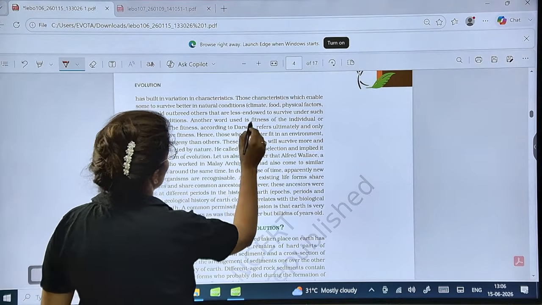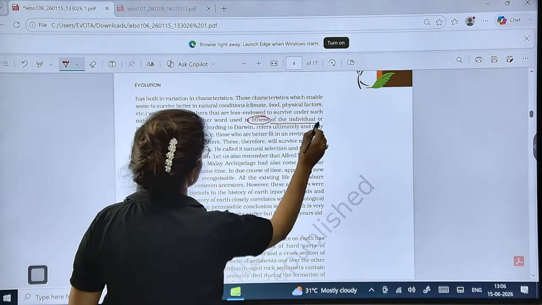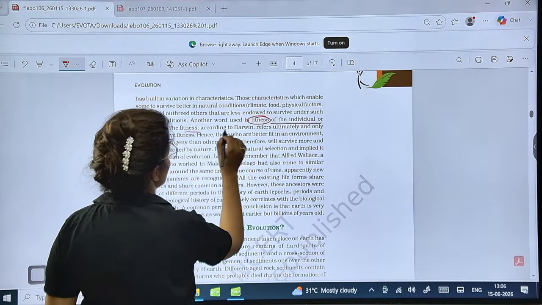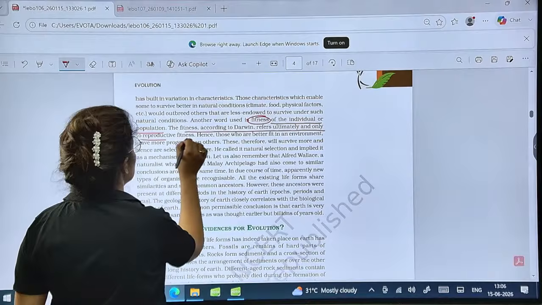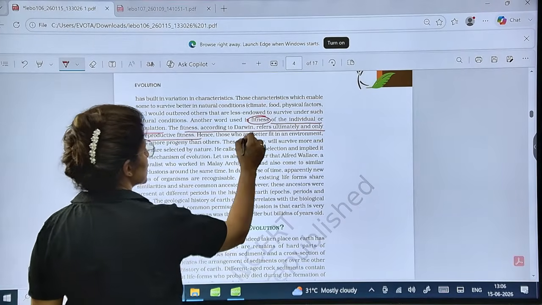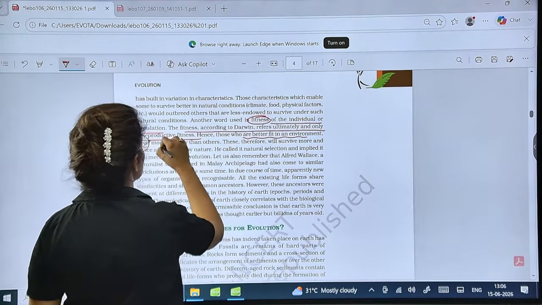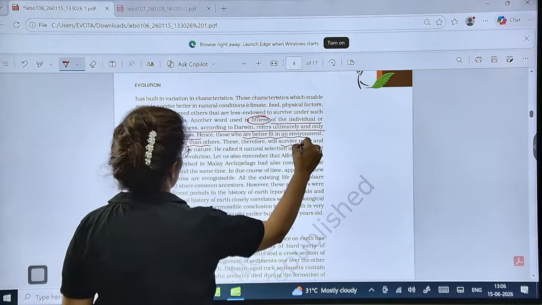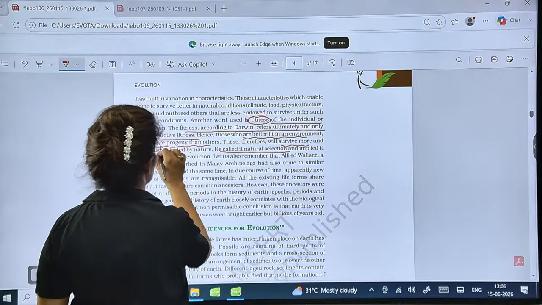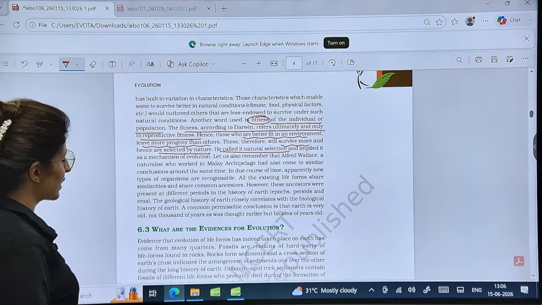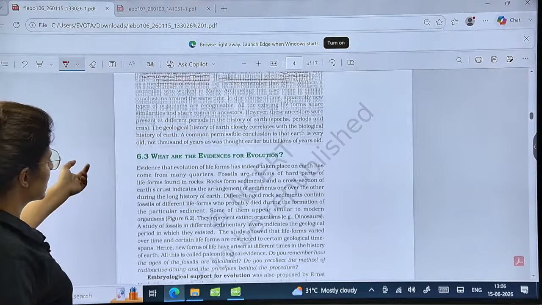He explained what is fitness of an individual or population. Fitness according to Darwin refers to reproductive fitness. So those which are better fit in the environment leave more progeny than others and will survive more, and this is known as natural selection. Is that clear? This is known as natural selection.